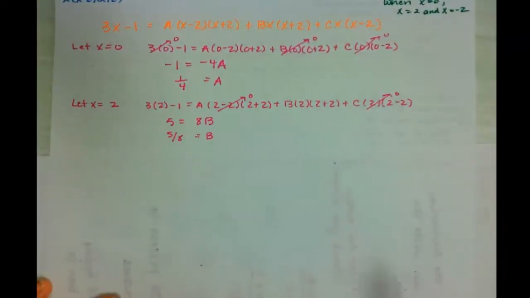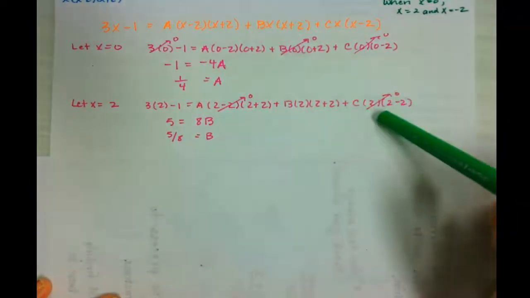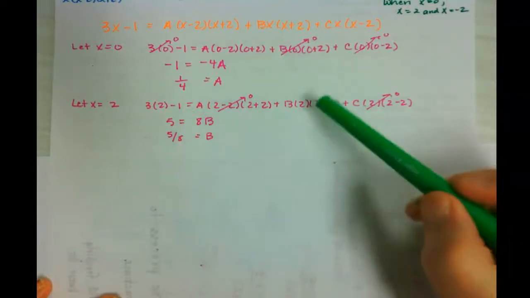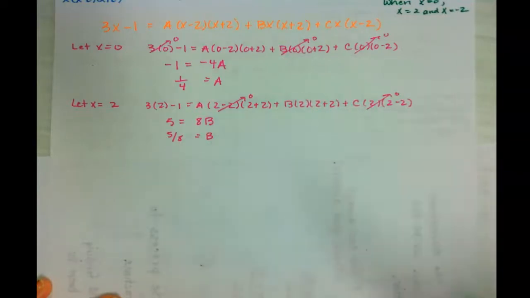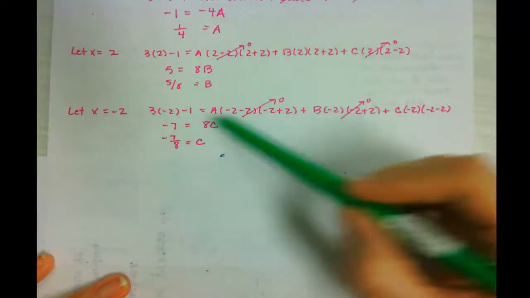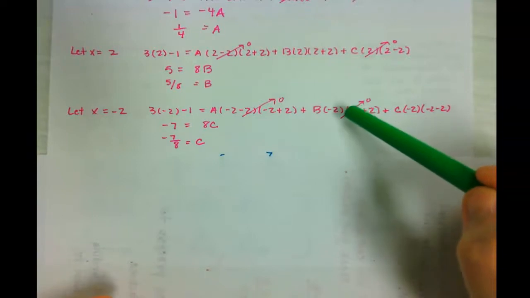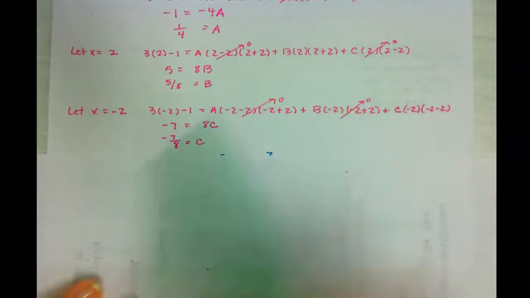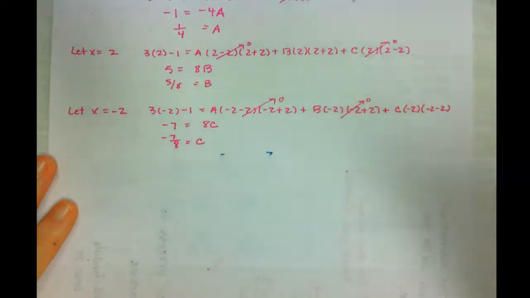Then I used 2, and I plugged a 2 in everywhere that there was an x. And I noticed that my A's and my C's zeroed out, so I have 5 from this side. And when I clean this piece up right here, I get 8B, so B is 5/8. So now, last one to try is the negative 2. So when I substitute in negative 2 for all of the x's, the A zeroed out, the B zeroed out, because 0 times anything is just 0. And then once we get down here to C, we can see that that's going to be negative 7/8.